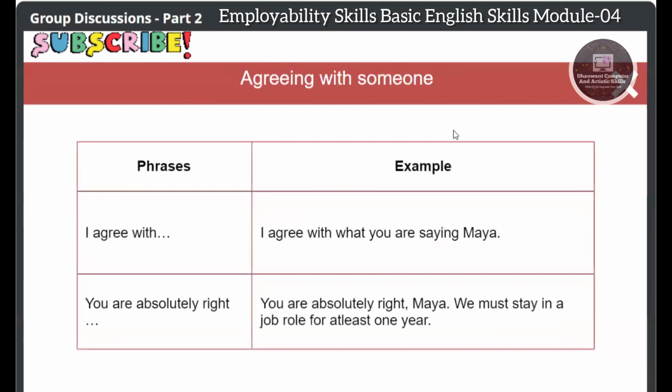Here are some phrases that you can use to agree with someone. I agree with, for example, I agree with what you are saying, Maya. You're absolutely right. For example, you're absolutely right, Maya. We must stay in a job role for at least 1 year.